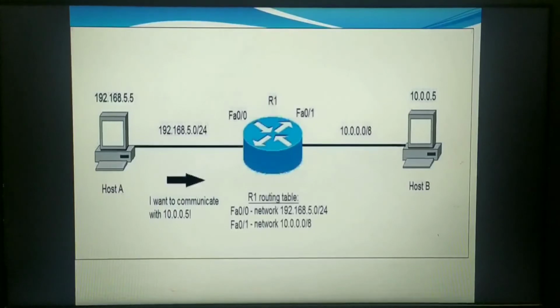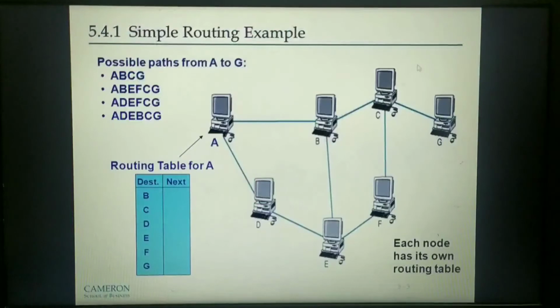After this, the routers also make sure that the packet travels an efficient path to reach the destination. Now I'll show you an example. Think that this is the source and this is my destination. This is a different network and this is a different network.